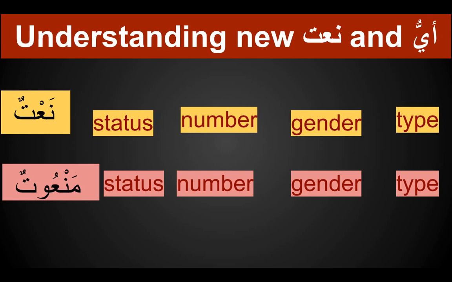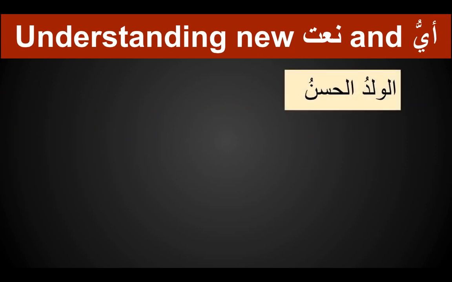Now we need to see whether the Naat is coming for a Mubtada, or for a Khabar, or for a Mudaf, or for a Mudaf ilayhi. Depending on these characteristics, we have to relate, understand and translate the sentences. So if we are saying al-waladu al-hasanu, al-waladu means the boy, and al-hasanu, you see, matches in every way. This is a Naat, meaning good. So we say the good boy. This is not a full sentence. We're just saying the good boy.